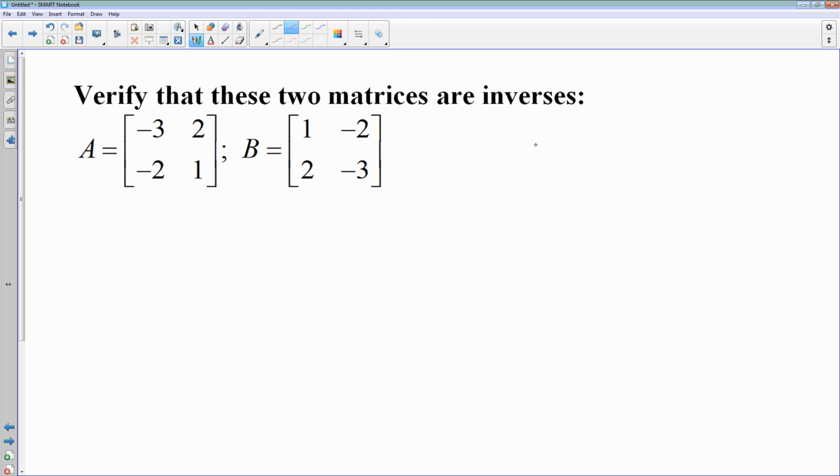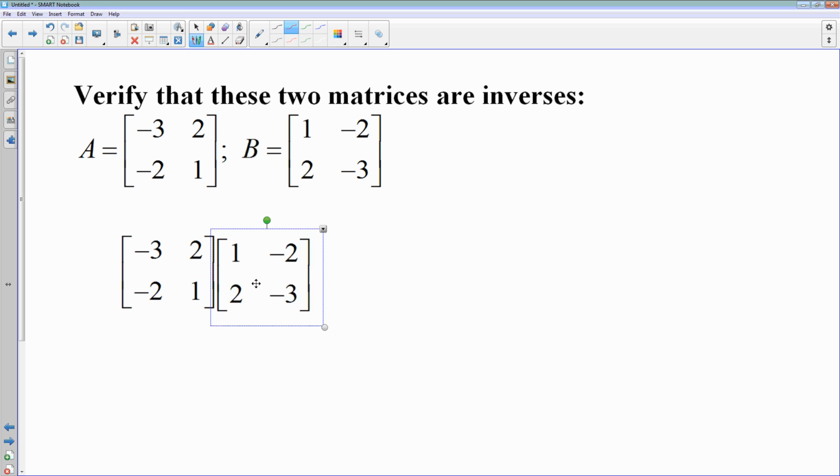If you want to verify that 2 matrices are inverses, so here I'm giving you 2 matrices, and I want you to show me that they are inverses, we have 2 options. One of our options is we could simply find the inverse of matrix A and see if the answer we get is matrix B. The other option is we could multiply matrix A times matrix B and see if we get the identity matrix as a result. And that's what I'm going to do. So let's take matrix A, and then we will multiply it by matrix B using matrix multiplication and see if we get the identity as an answer.